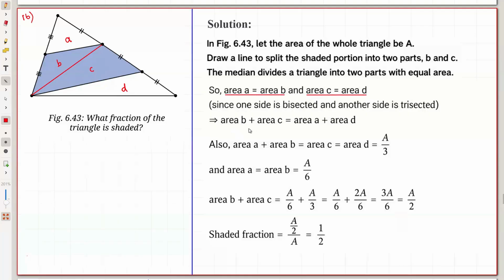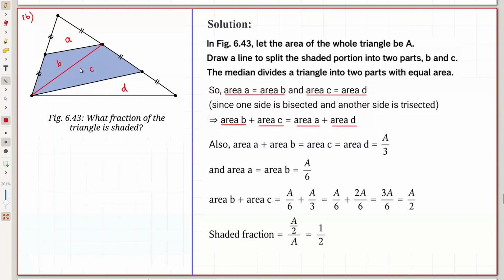Now, if you are adding B plus C, this one is the shaded portion. If you are adding B plus C, instead of B, what can I write? Instead of B, I can write A. Both are equal. Instead of C, I can write the area of D. C and D are equal. Hope you can understand.